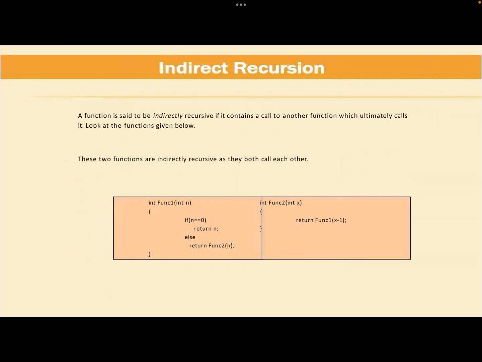Now in indirect recursion, a function is said to be indirectly recursive if it contains a call to another function which ultimately calls it. We can have two functions here in this case, function 1 and function 2. We will understand how the functions are called indirectly. As you can see here, int function 1 is calling function 2. So one function is calling another function. This is called indirect recursion. A call to another function is included in one function.